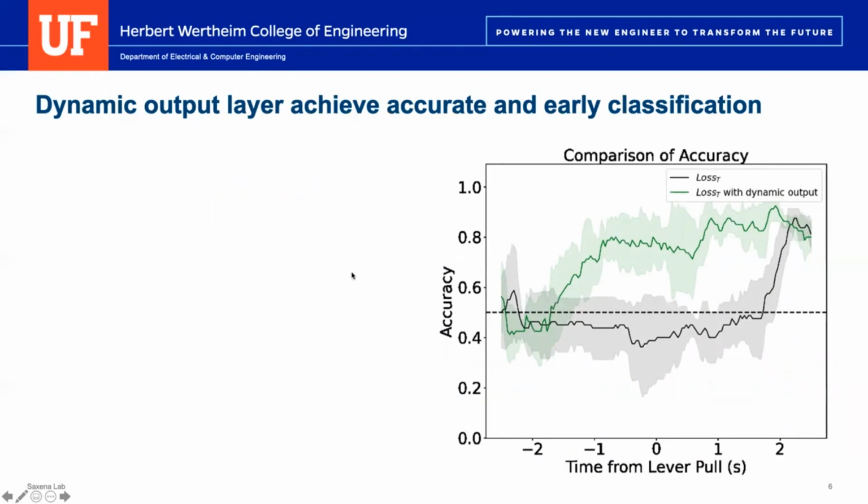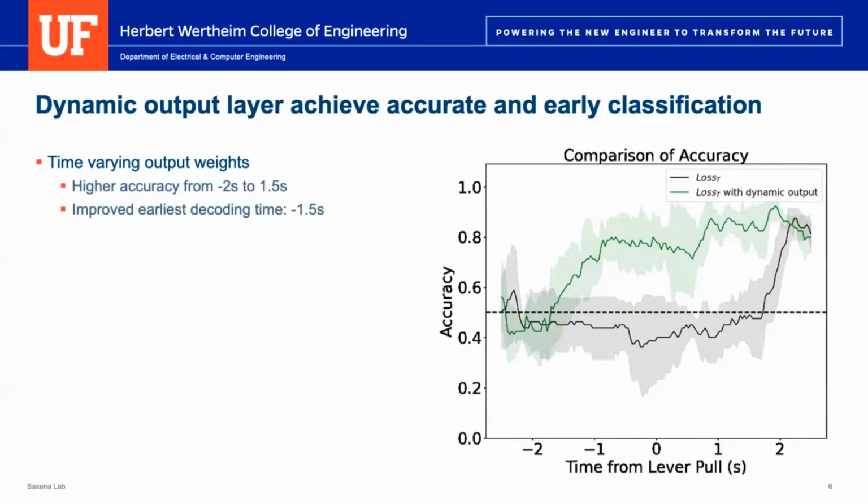We can see the green curve is the temporal accuracy of dynamic output weights as compared with the accuracy using constant weights, the black curve. The dynamic output shows significantly higher decoding accuracy from 2 seconds before the behavior to 1.5 seconds after the behavior, and it greatly improved the earliest decoding time. It is 1.5 seconds before the behavior.